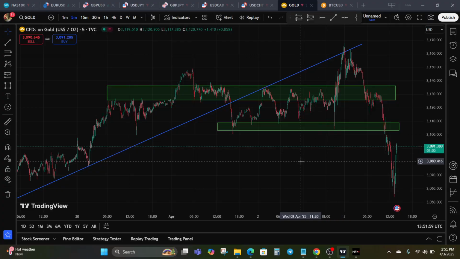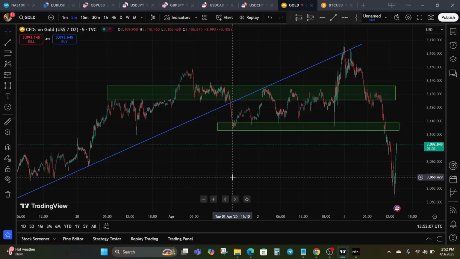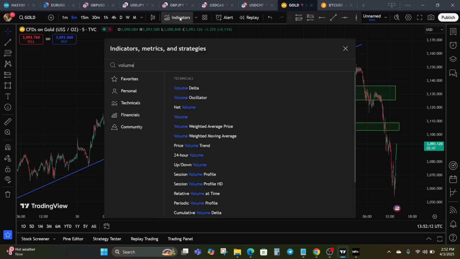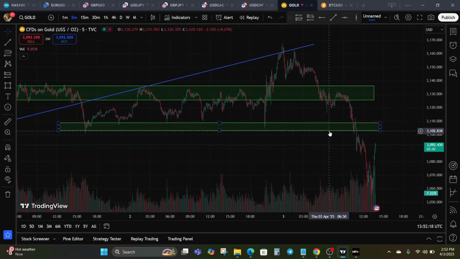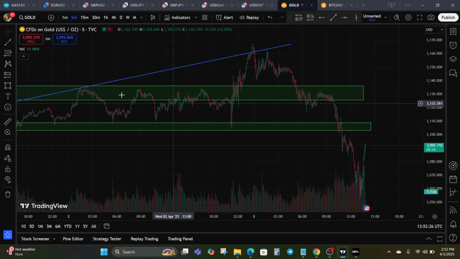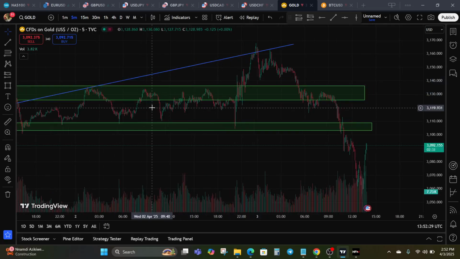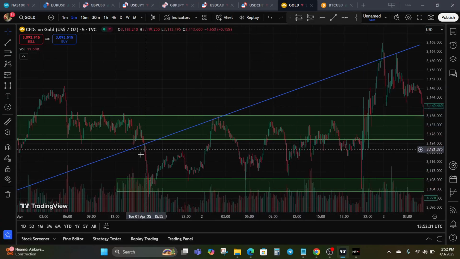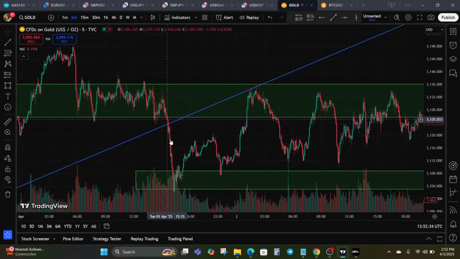Now, to avoid false breakouts, traders should use additional confirmation before entering a trade. Here are three confirmation techniques that you can use. One is volume confirmation. You can add a volume indicator to the chart so that you will watch out for spikes in volume whenever a breakout happens, because a breakout with increased volume suggests strong momentum. And we can see that when we had a breakout around here, there was some increase in volume around this zone.